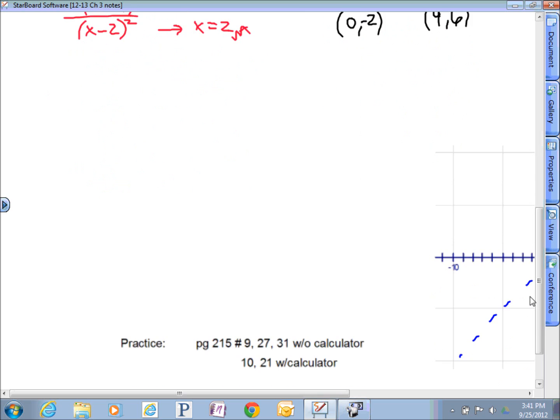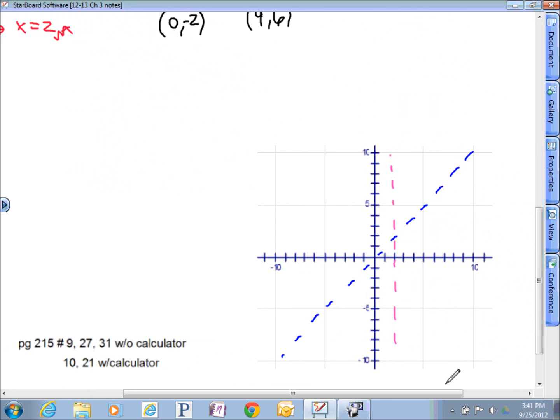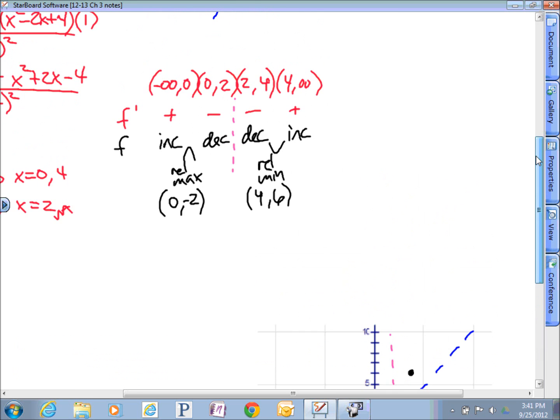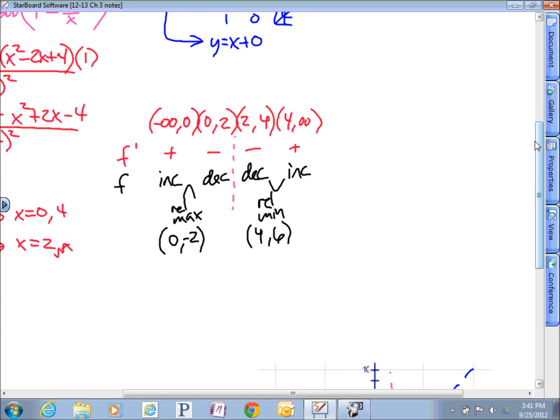Let's come down to our graph. Let's put those on there. So 0, negative 2, and 4, 6. And it makes sense because it looks like the point 0, negative 2 is supposed to be a relative maximum, and the point 4, 6 is supposed to be a relative minimum. Both of those numbers make sense. Now let's support them. Let's figure out what's going on with concavity and all that kind of fun stuff.